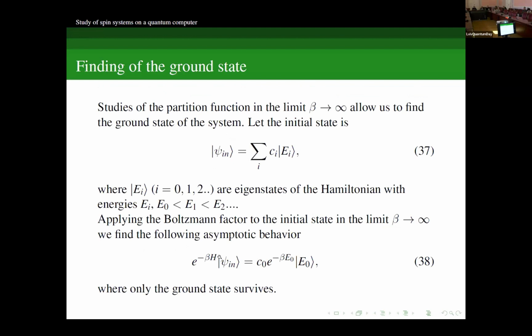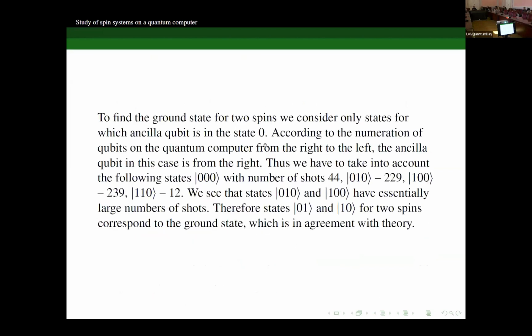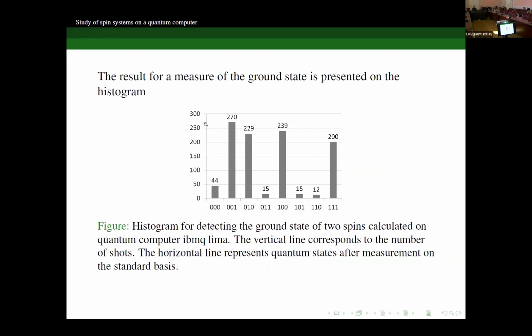How to find the ground state? The idea is well known. When we consider the action of this Boltzmann factor on the initial state, which can be presented as a linear combination over all eigenstates of the Hamiltonian, you find that in the limit beta tends to infinity, only the ground state survives. So by such action, you can find the ground state, and what is the result? The result is here. Explanation you can find here. But from this histogram, you can absolutely exactly find the ground state for this system. And the ground state just corresponds to interaction with opposite direction of spin.